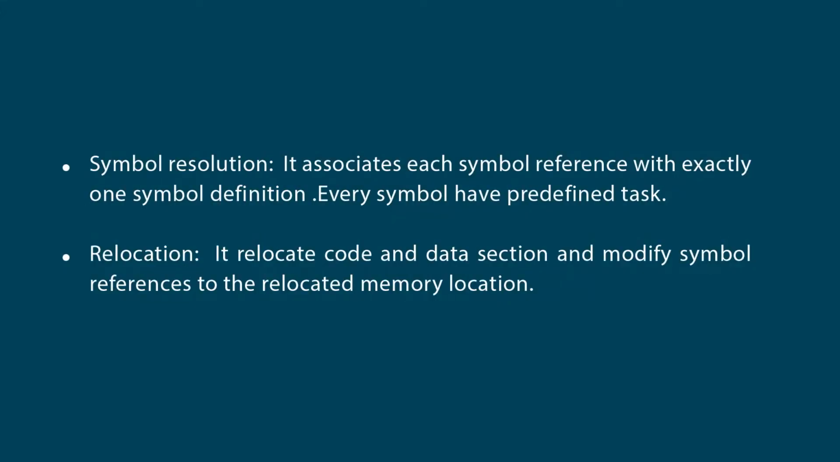Static linking. It is performed during the compilation of the source program. Linking is performed before execution in static linking. It takes a collection of relocatable object files and command line arguments and generates fully linked object files that can be loaded and run. A static linker performs two major tasks. Symbol resolution. It associates each symbol reference with exactly one symbol definition. Every symbol has a predefined task. Relocation. It relocates code and data sections and modifies symbol references to the relocated memory location.